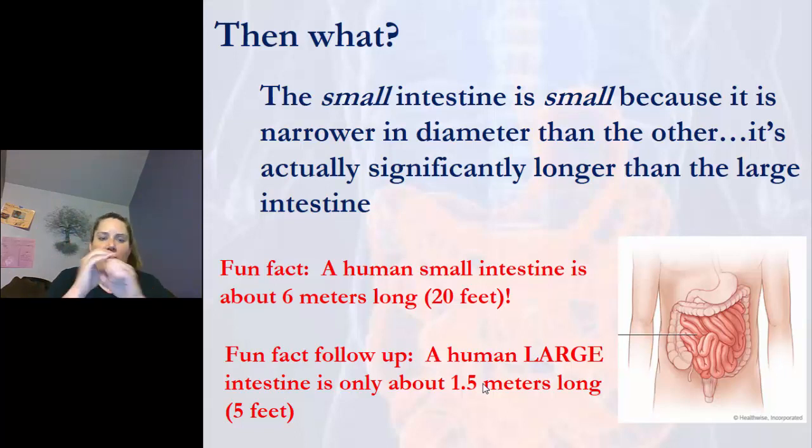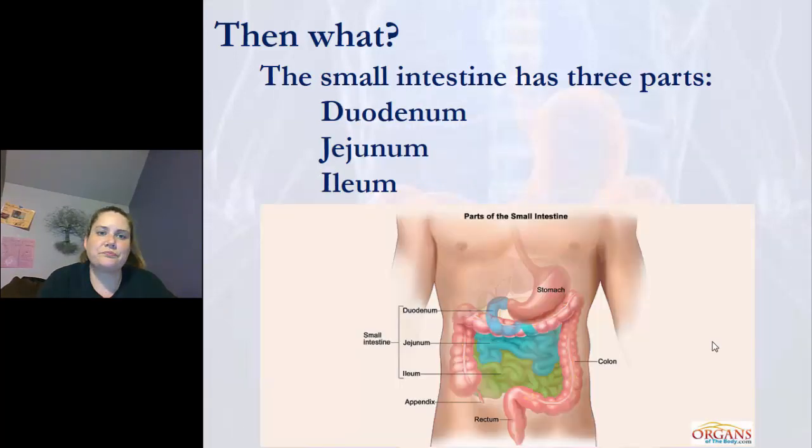The small intestine is small because it's narrow around, and the large intestine is bigger around. So as we look at this image, this is the small intestine here, and this is the large intestine here. Okay, so the small intestine is coiled up kind of inside the large intestine in a human.